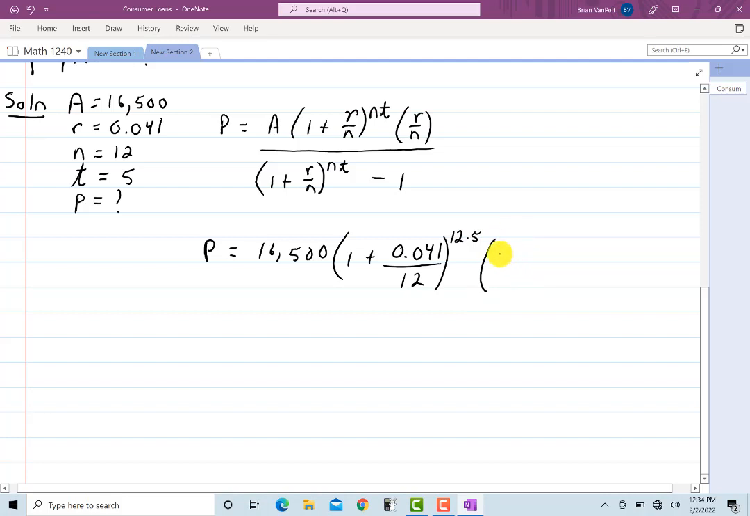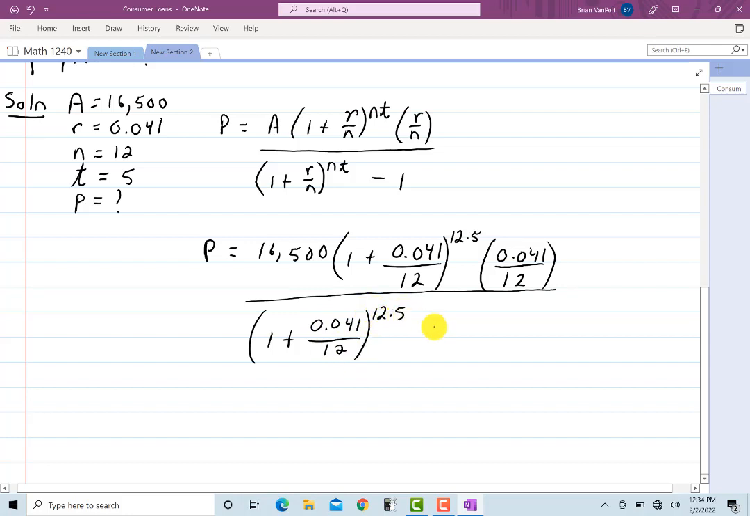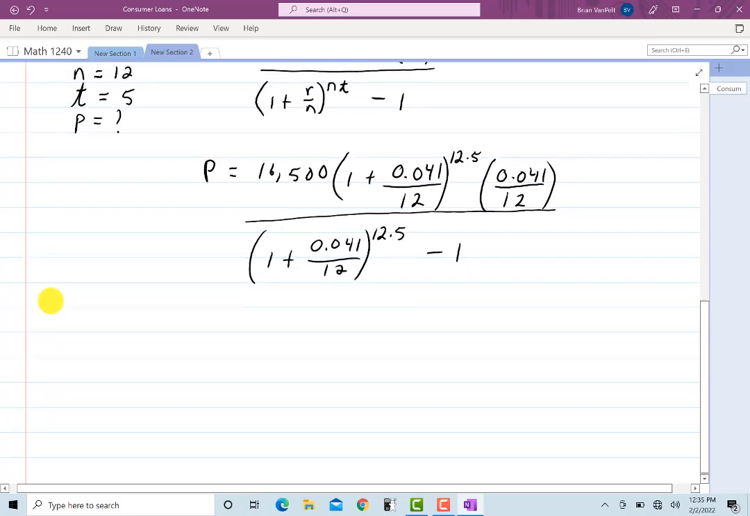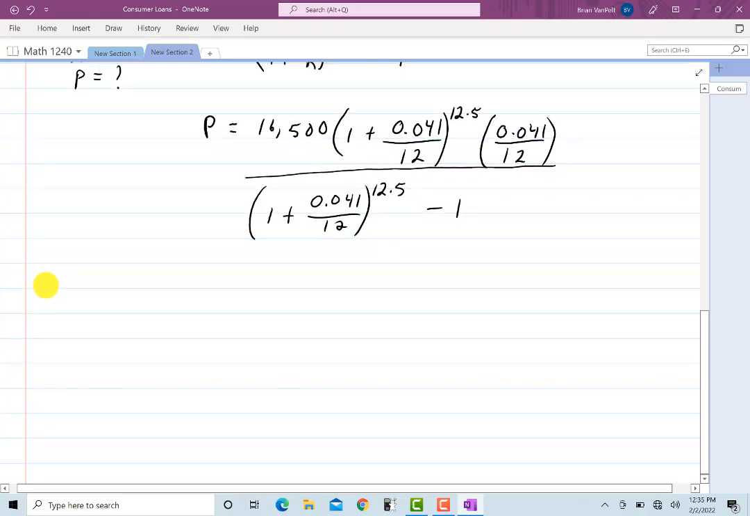Now I have another R over N, 0.041 over 12. And all of that is divided by 1 plus 0.041 over 12 to the 12 times 5, minus 1. Let me simplify those exponents just to make this a little bit easier on us. So 12 times 5 was 60.